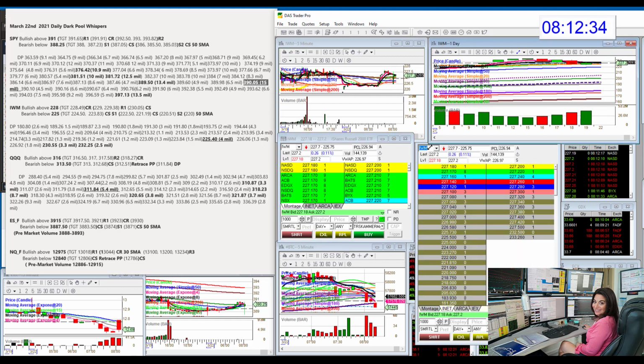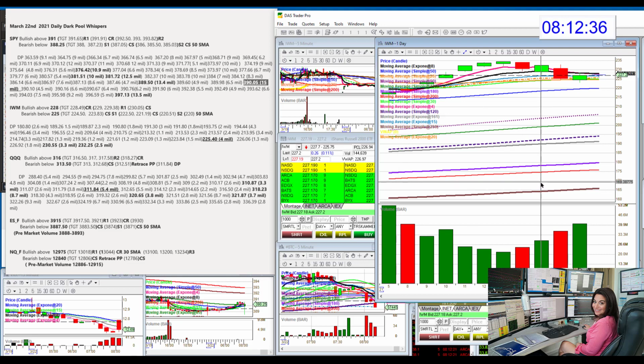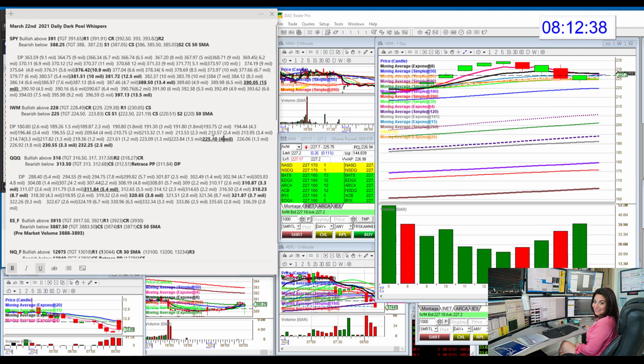Let's head on over to the Russell. Same kind of situation going on here. Big level, 225.40. So for swing trading, we definitely want to see if we close above that. But look where we are, we're kind of stuck in the middle of nowhere right here. Lots of algos, moving averages, bouncing back and forth. Bull above 228, bear below 225.